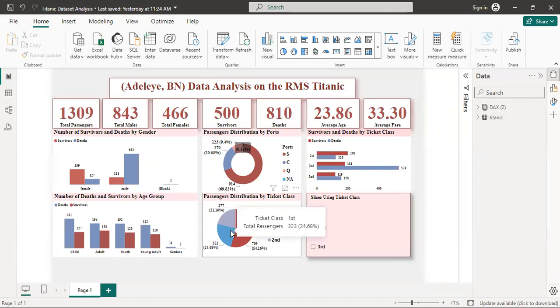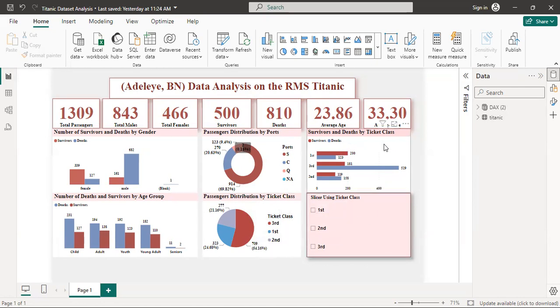Next, I'm moving on to passenger distribution by ticket class. The first class ticket holders made up 24.68%. So a total of 323 passengers hold first class tickets. Second class ticket holders were 277, making 21.16%, while we can see here that third class ticket holders formed the majority, 709 passengers, comprising 54.16%.